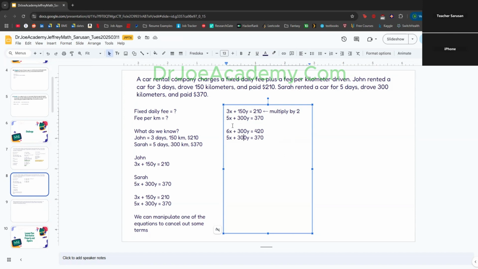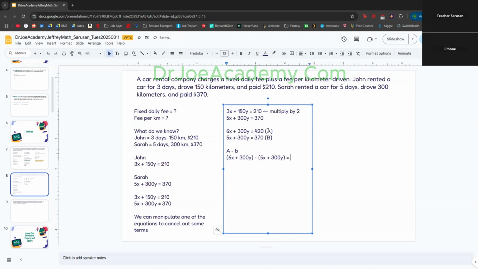So basically what we're going to do is take equation A and subtract equation B. So we're going to do this, A minus B. What does A equal? 6x plus 300. Okay, we'll leave it like this. 6x plus 300y, and then this is going to be 5x plus 300y.